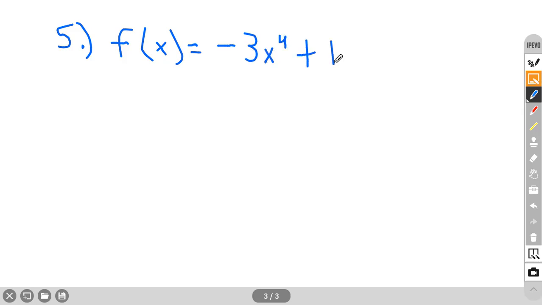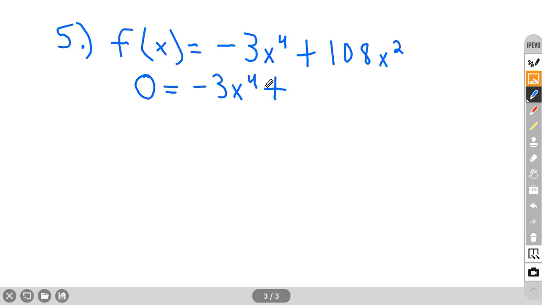Okay, on this next problem, number 5, the problem says we have f of x equals negative 3x to the 4th plus 108x squared. The problem says find all real zeros of the polynomial function. So I'm going to set this equation equal to 0. Then I'm going to factor it.